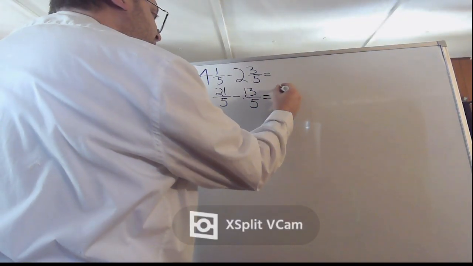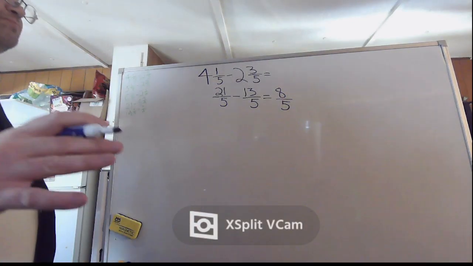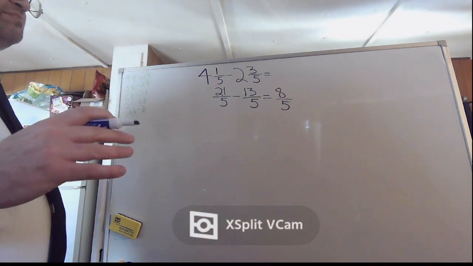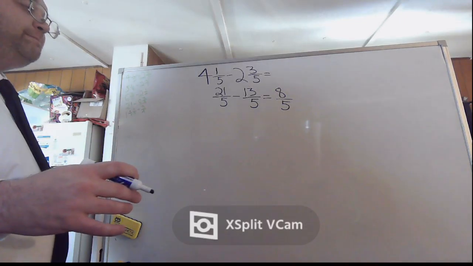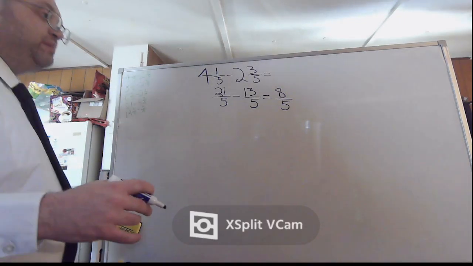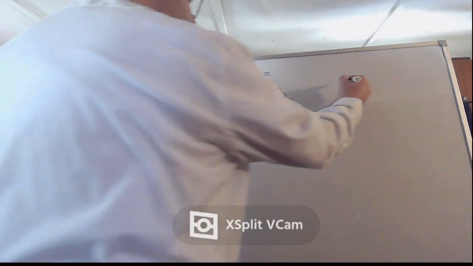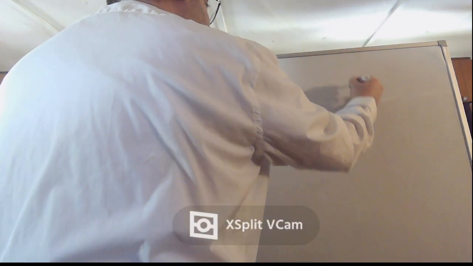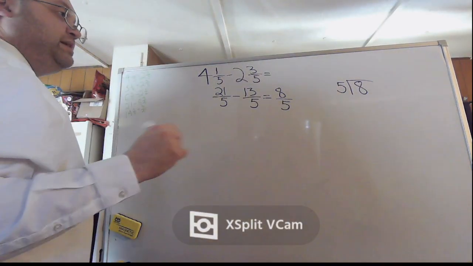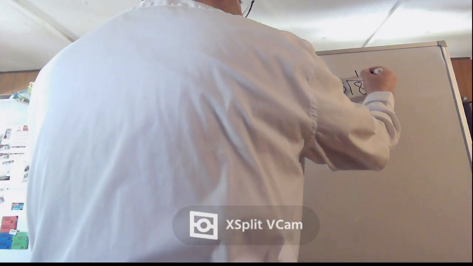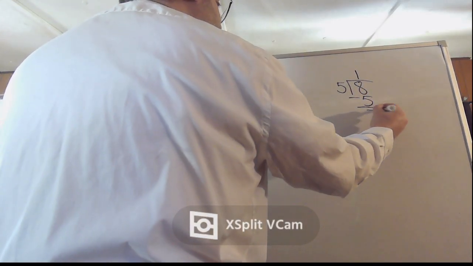So you'll have 8/5. But in order to get this into the acceptable answer format, we need to convert it back to a mixed number. So we will convert 8/5 back into a mixed number. We'll take 8 and divide that by 5. 5 goes into 8 how many times? 1 time. 1 times 5 is 5. 8 minus 5 is 3.